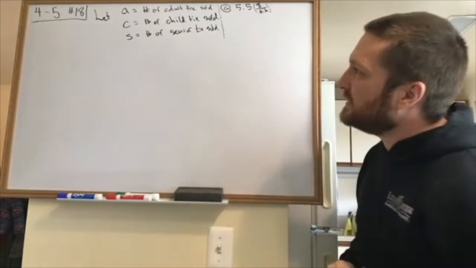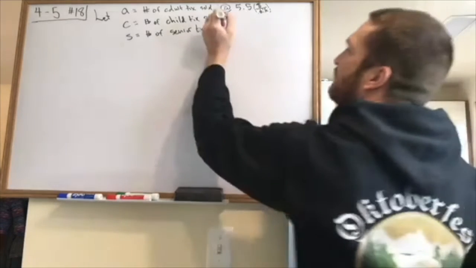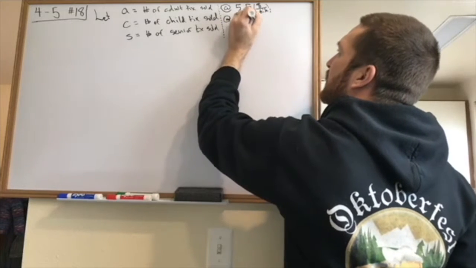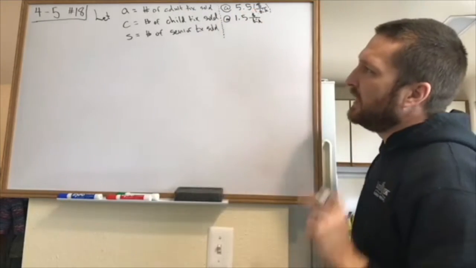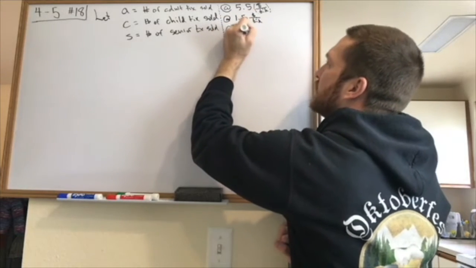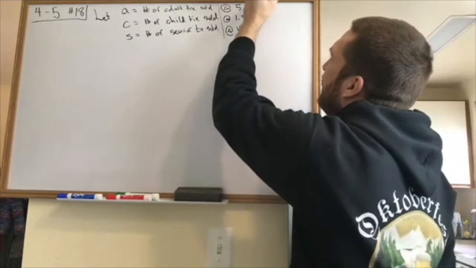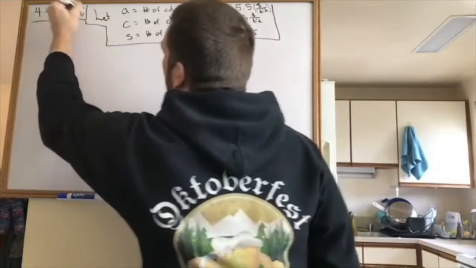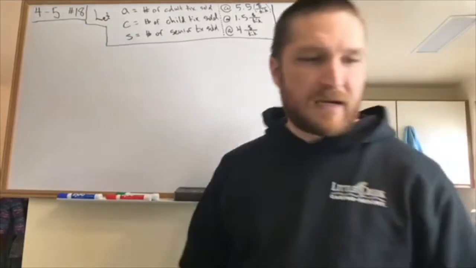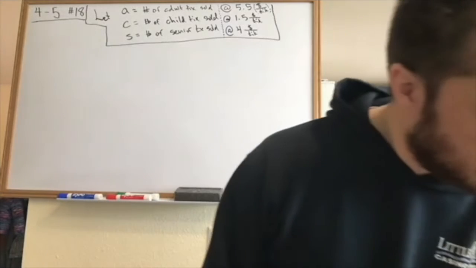Okay, so now they said that the cost of the child's ticket was 1.5. So that's $1.5 per ticket. And the seniors, their price was $4 per ticket. Okay, so that's my information. Now I'm going to go through and say, okay, I have 3 unknowns. That means I need 3 equations to solve it. Let's see what information they give me.